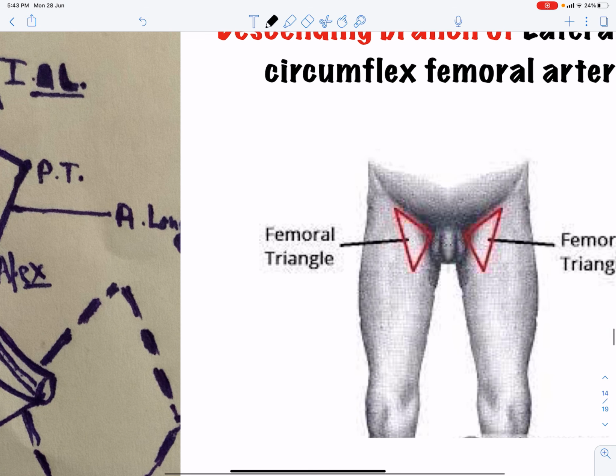Now see the diagram again here. This is our femoral triangle, present in the superomedial aspect of the anterior thigh. This is the base of the femoral triangle. Here is the apex. Clear? And here somewhere we have the anterior superior iliac spine, and this side we have the pubic tubercle. And what is the name of this ligament? Because our femoral triangle is present immediately below the inguinal ligament, right?